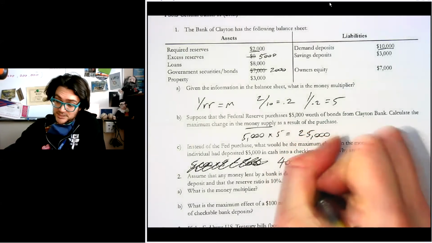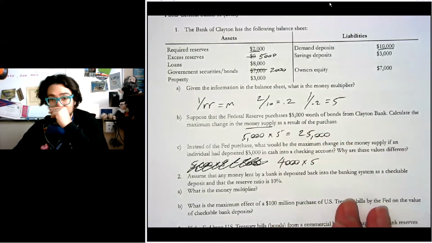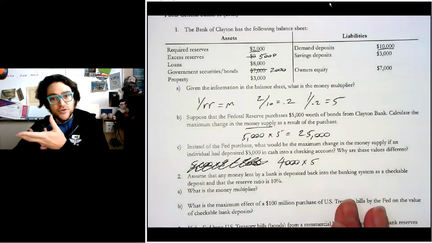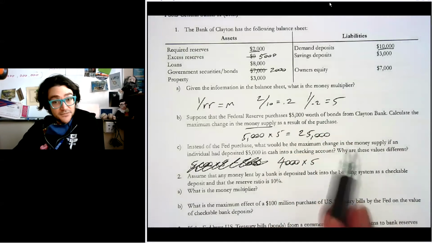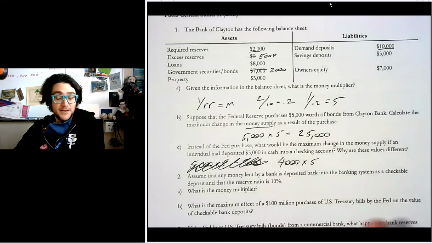So, but at least I caught my mistake, right? 4,000 times 5 equals the change in that amount. And that's the kind of tricky part here. The values are different, right? In addition, because that money was already in the money supply. That's kind of the easy way for us to think about that.